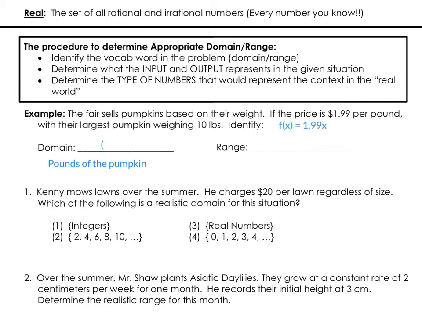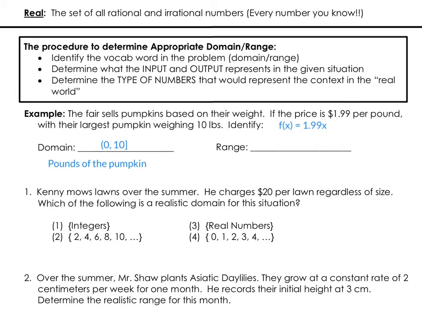So to do that, I have to use a parenthesis and then 0. And then the pounds can range anywhere from that up to their highest, which is 10 pounds. So up to, but also including 10. To write that, I have to do the 10 with a bracket around it. And that is our domain, 0 to 10.